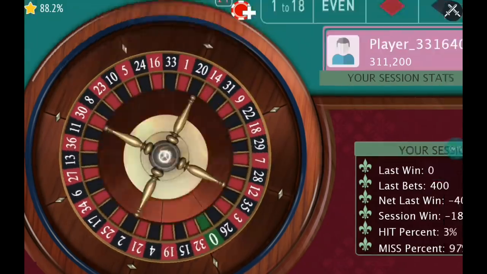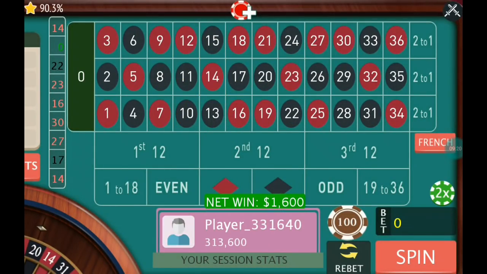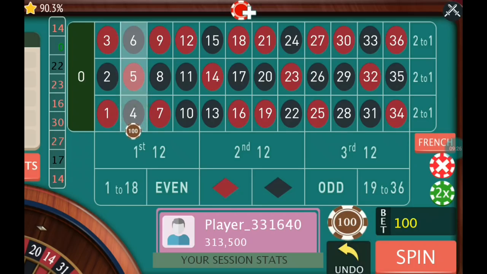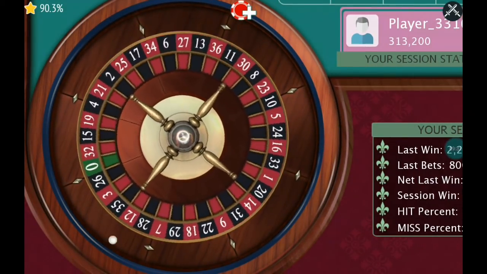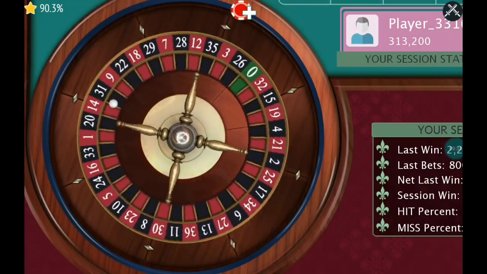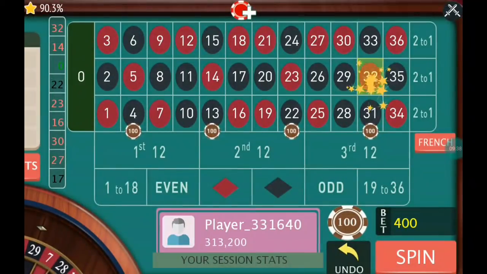It's 14 red. So we are at 200 unit bet, so we'll reduce it again to 1 unit at all the 4 places and play. It's 32 red and we won.